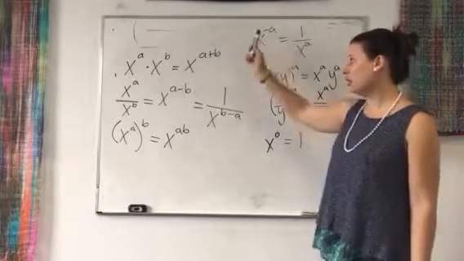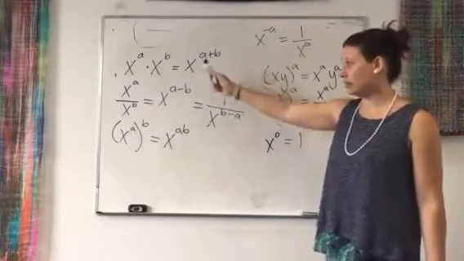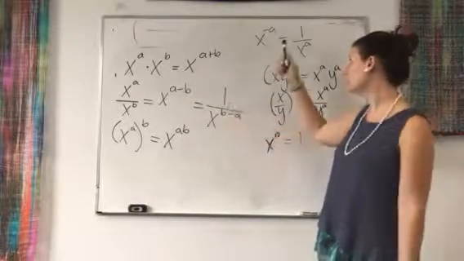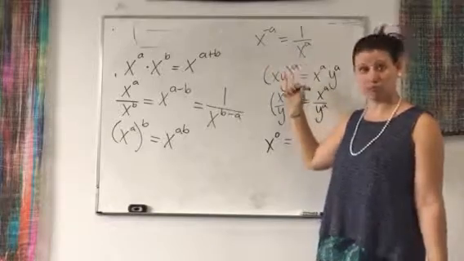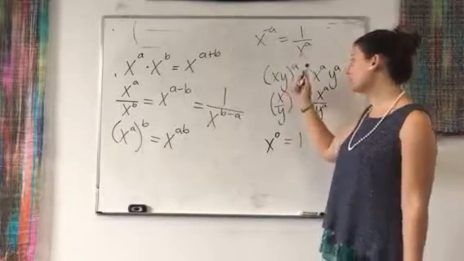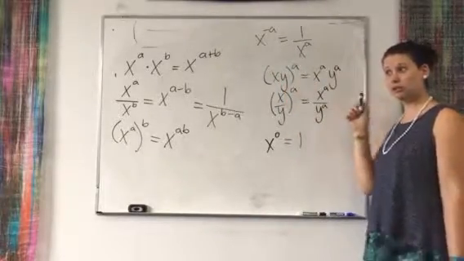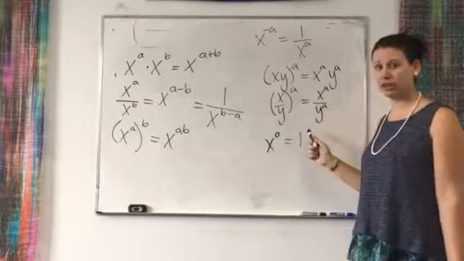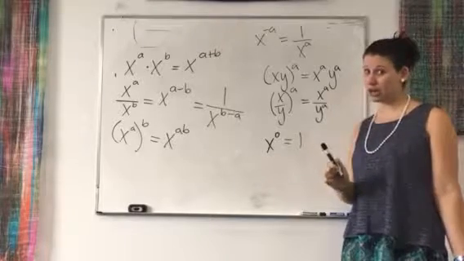So we have multiplication, you add; division, you subtract; layers of exponents, you multiply; negative exponent, you move it. Multiple things to the same exponent means all of those things are to that exponent, either with multiplication or division, not with addition or subtraction now.